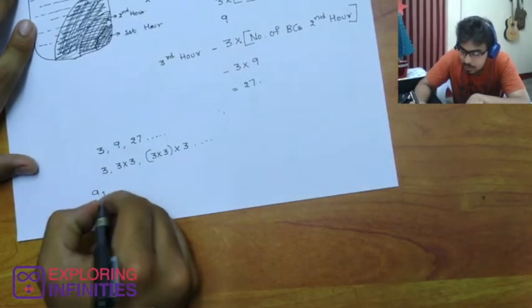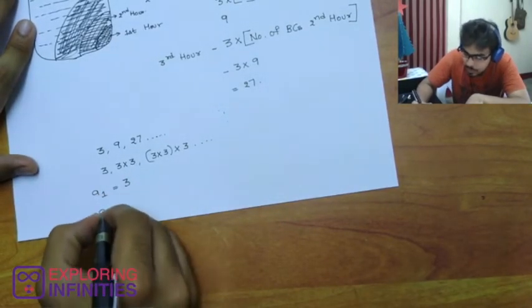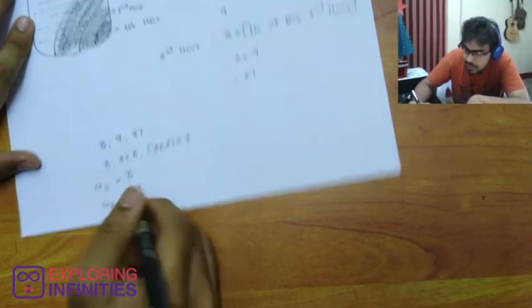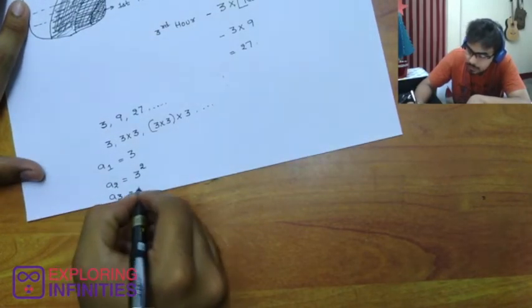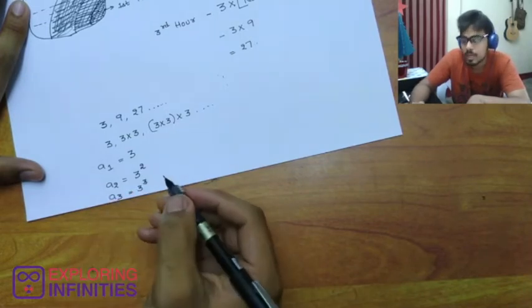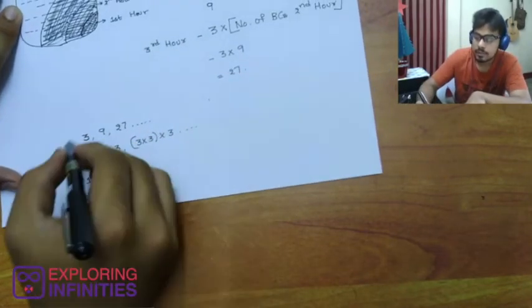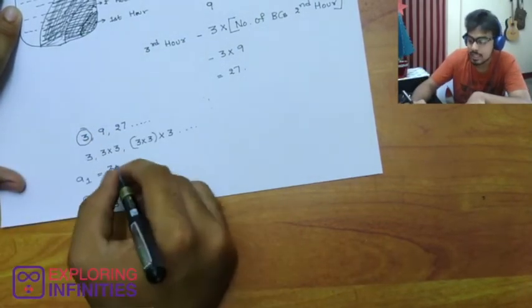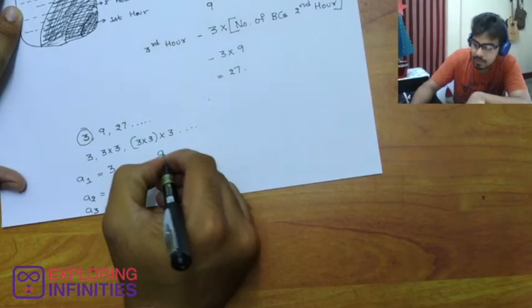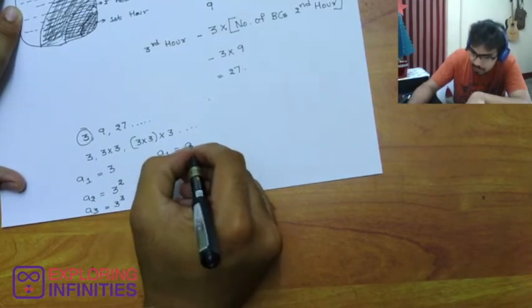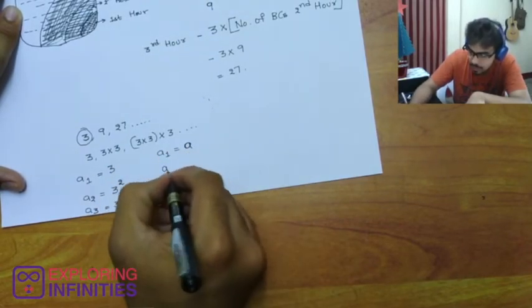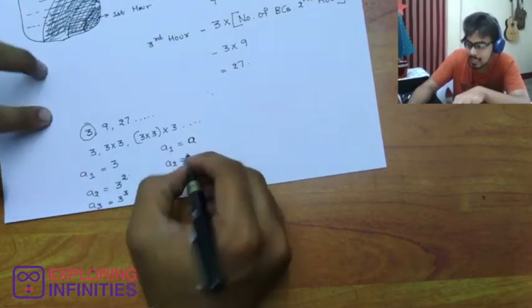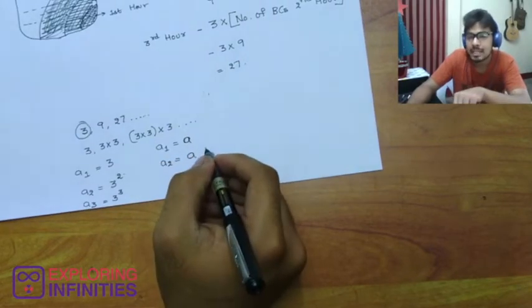A1 is equal to 3, A2 is equal to 3 square, A3 is equal to 3 cube, and so on. Here we know the first term is A, right? So I'm writing in the form of A. Wherever there is 3, I'm substituting A. Therefore, A1 is equal to A, which is 3. A2 is equal to 3 square. There are 2 3's. I'm writing 1 3 as A, and I'm leaving the next 3 as 3.